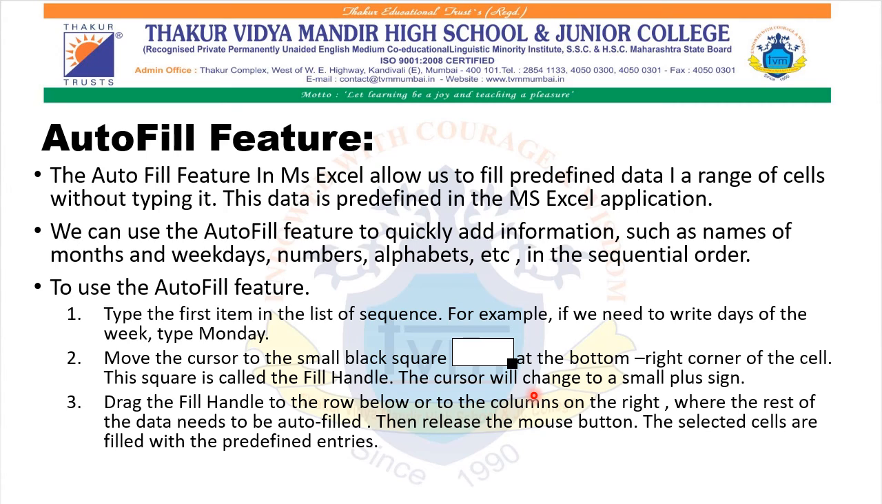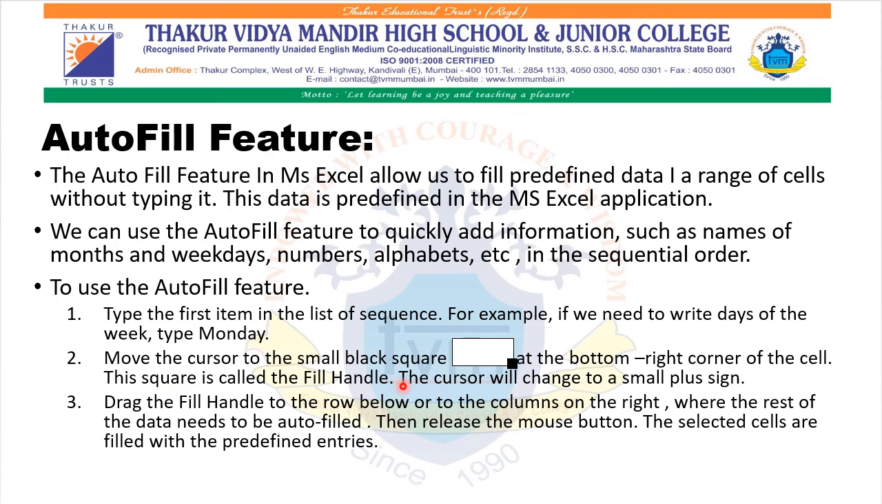So I will just repeat. First, we write the first item of the list. Suppose we are going to write the days of the week. The first thing we write is Monday. Then on that particular cell, on the bottom right side, there will be a small black square. You just have to put the cursor over that black square. The cursor will change into a plus sign. This square is called the fill handle.